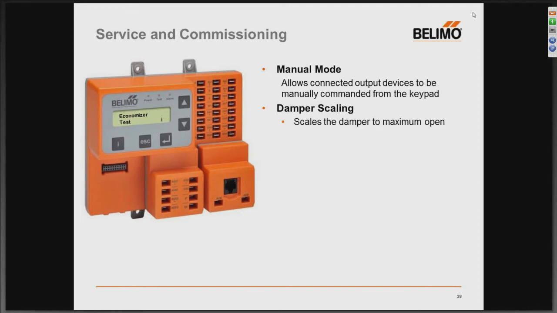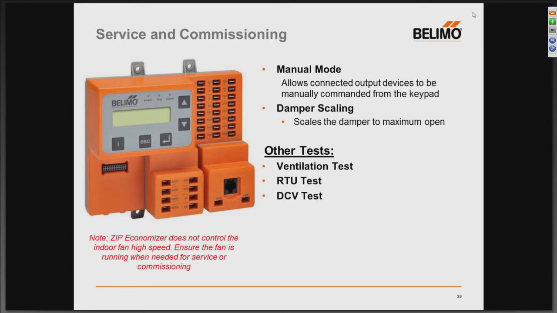So other items that we do as well, we have manual mode, which will allow for connected devices to be manually commanded from the keypad for testing. Damper scaling, not two dampers are made exactly the same. And we have other tests as well. Ventilation test, a rooftop unit specific test just for compressors, and demand control ventilation, which is very similar to the Economizer test by cycling the damper, but to the demand control ventilation minimum positions.